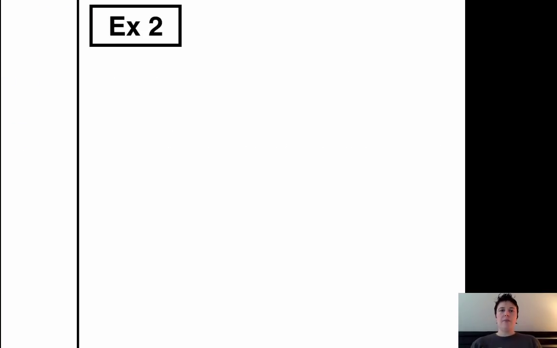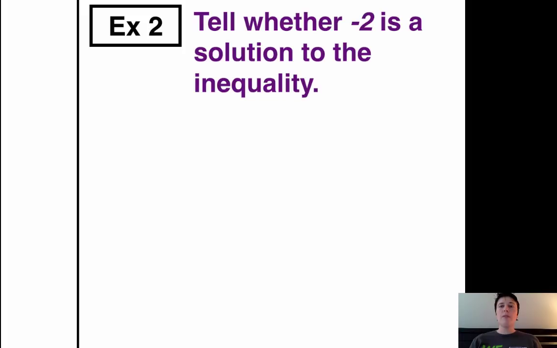So here's the next step. We're going to do a second example now. Besides translating, we want to be able to do something else as well. We want to be able to tell whether negative 2 is an actual solution to an inequality. Now, negative 2 is a randomly chosen number that I just want to test and see. Is it a solution or is it not? And I'm going to do two different problems. I'm going to have a part A and a part B.